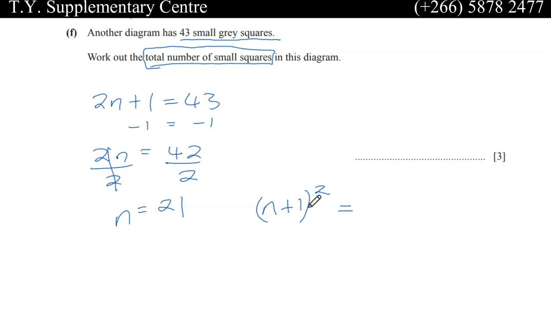So to find the total for diagram number 21, we'll substitute 21 for n here. So we'll say 21 plus 1, and then square that, but first work out what is inside the brackets. That's 21 plus 1, that's 22, and then square that 22. So 22 squared should give 484. This means our answer here should be 484. So this is all for this question about sequences.